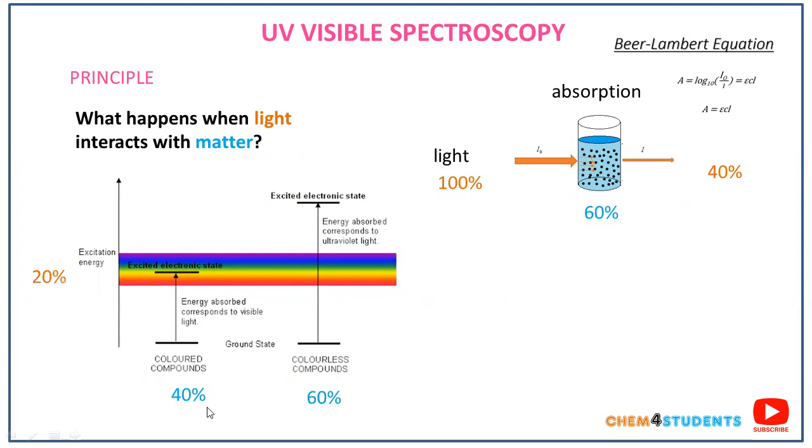Now we are sending 20% of light energy through the sample solution, but this 20% is not sufficient for excitation of these two compounds. Now we are sending 40% of energy, and this 40% is sufficient for the colored compounds to be excited. So electrons will be excited in colored compounds by taking this 40% energy, but colorless compounds will not respond to this 40% energy. Why? Because they require a minimum of 60% of energy. Now we are sending 60% of energy, so here only colorless compounds will be excited with this energy.